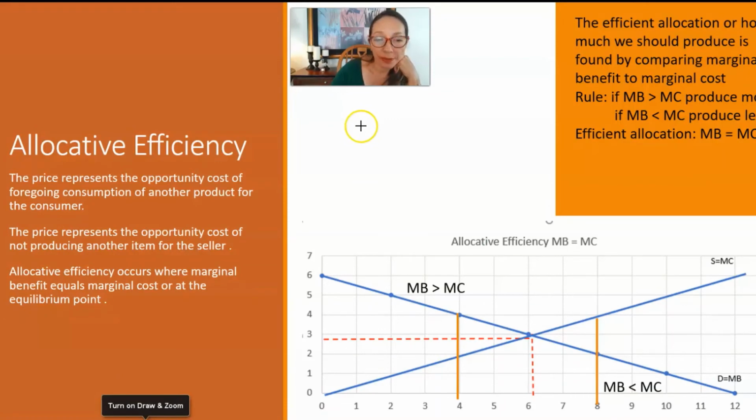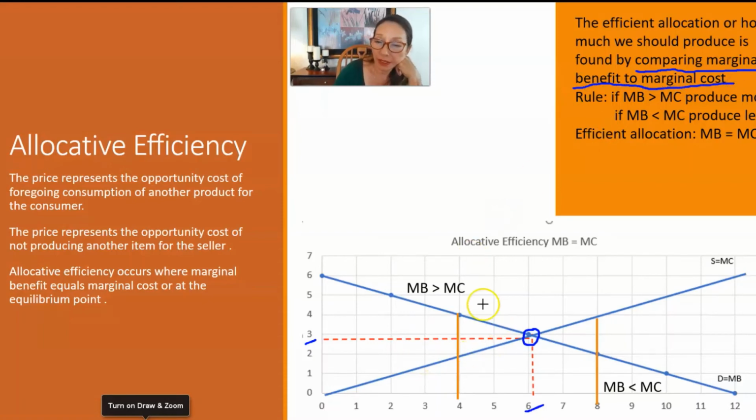So if we look at our demand and supply schedule here, we have seen that at this point, which is also our equilibrium point, we have determined market price and market quantity, but we've also determined efficient allocation, or how much we should produce, by comparing marginal cost and marginal benefit.